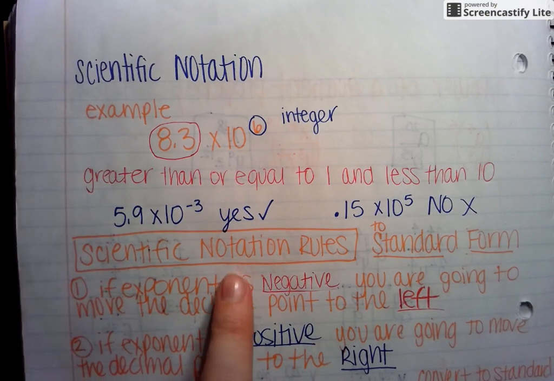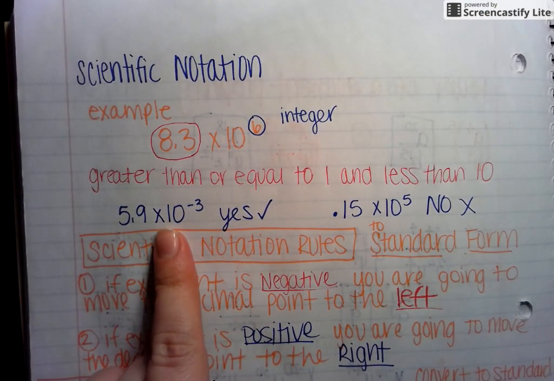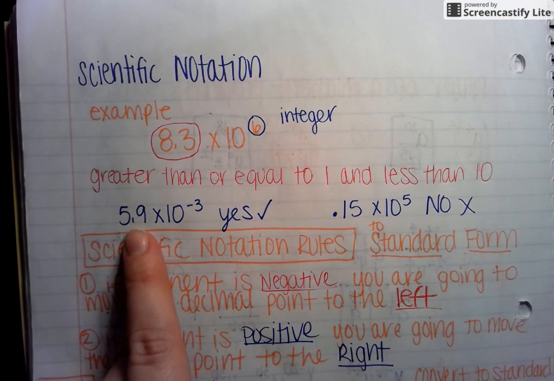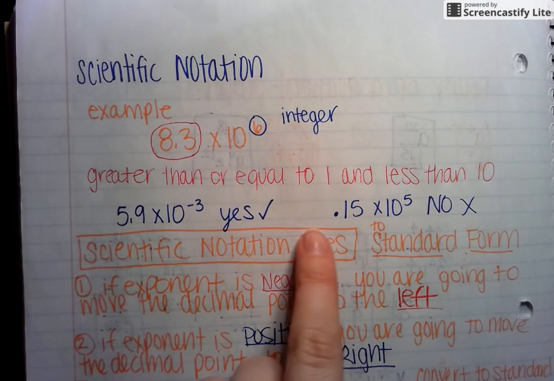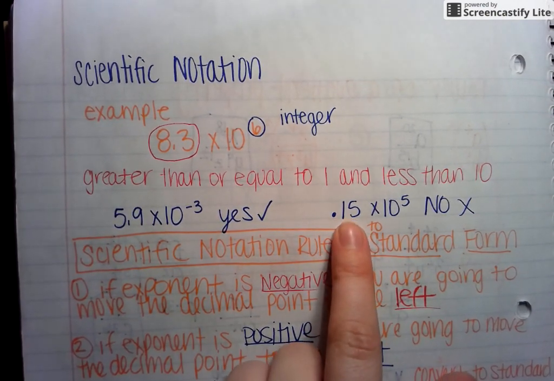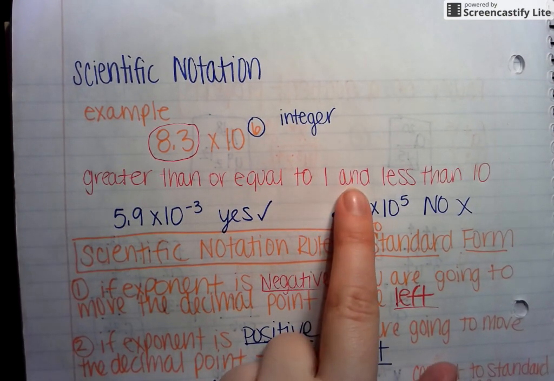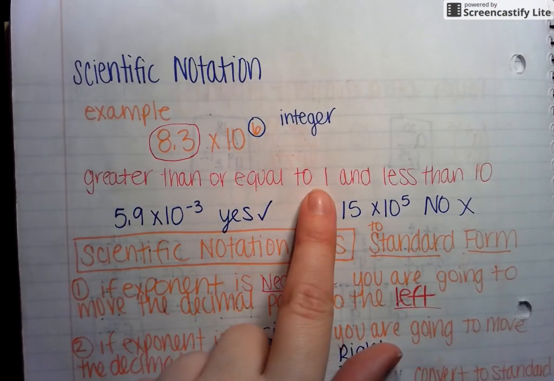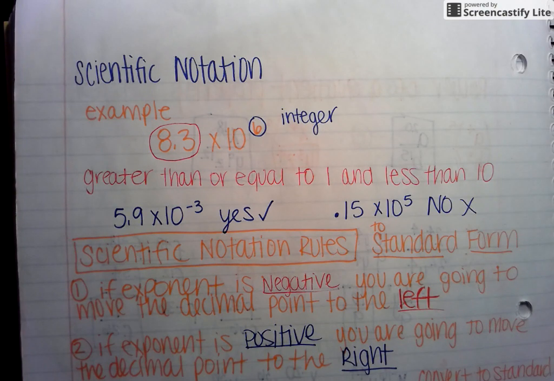Now, this would be an example of a correct scientific notation, because this is 5.9 times 10 to the negative 3. This is within 1 and 10, so it's good. Now, this one would not be correct. It would not be in scientific notation because 0.15 is actually less than 1, and it needs to be greater than or equal to 1, and less than 10. So that's why that would be a no.